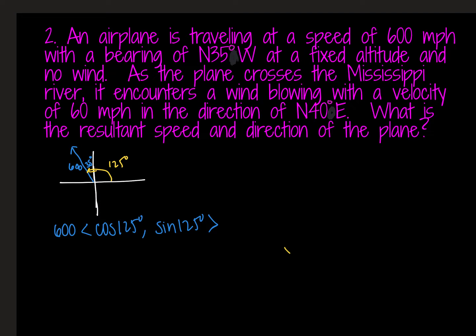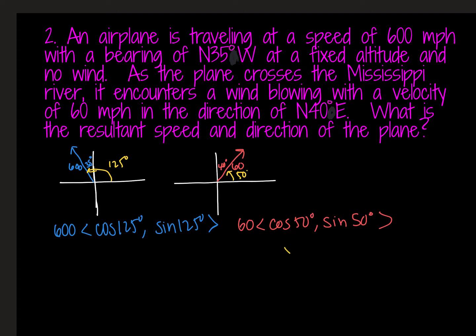And then I want to do the same thing for the wind. The wind is north 40 degrees east. So this is 40, and it has a magnitude of 60 miles per hour. So in this case, theta is 50 degrees. So my component form of the wind is 60 cos 50, 60 sine 50 degrees.